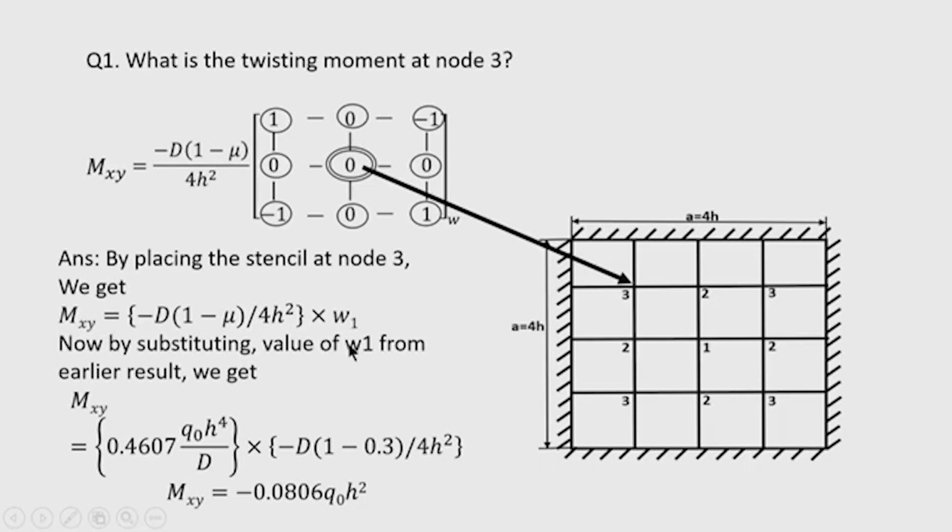Now, substituting the value of W 1 that we have obtained earlier, we write this is the value of W 1, and now this is minus D, 1 minus 0.3, where 0.3 is the Poisson ratio, 4 h by 4 h square. So, it is kept in terms of grid size, but if you want to express this in terms of plate dimension, then h can be replaced by a by 4. Okay. So, this is the application of finite difference method in case of plate problem. We have taken an example of a fixed plate, but other boundary conditions can also be taken.